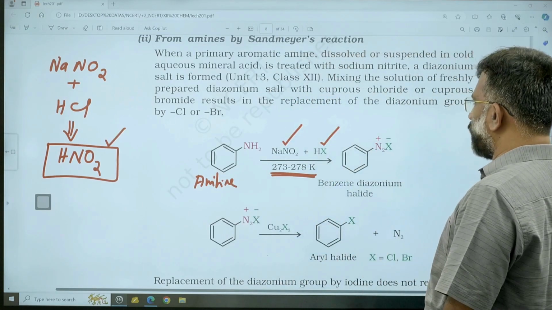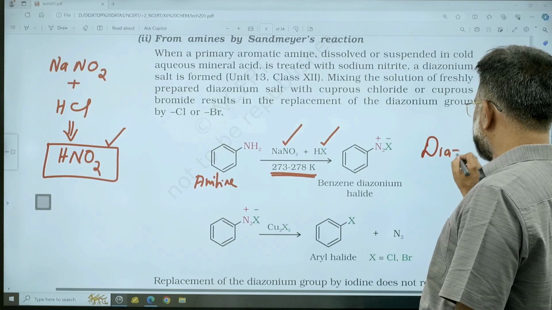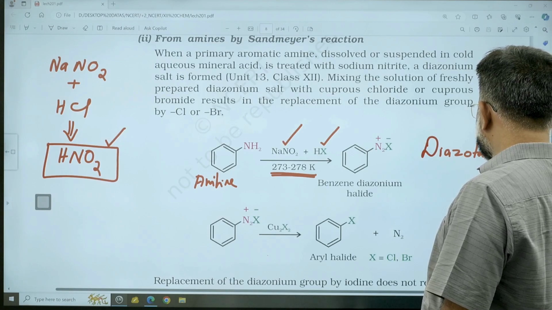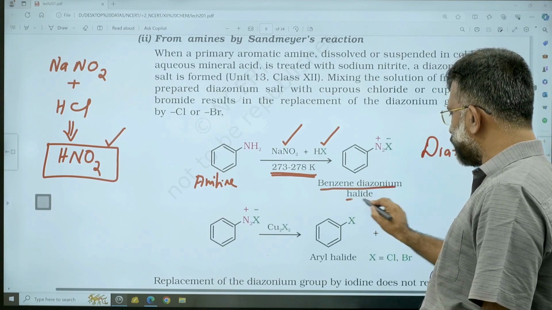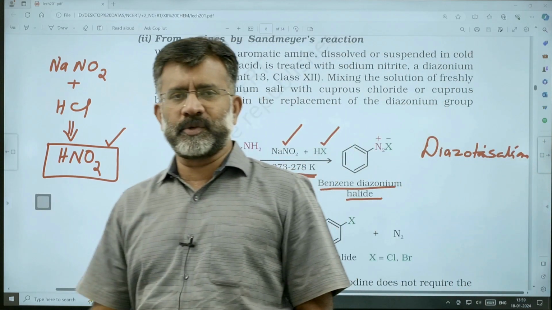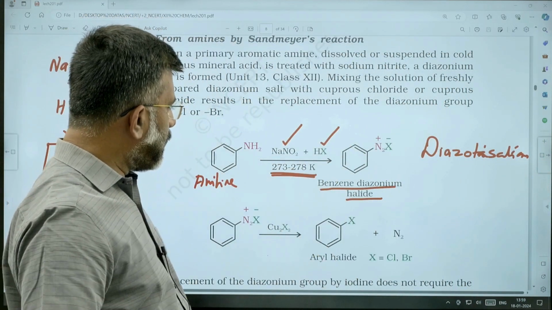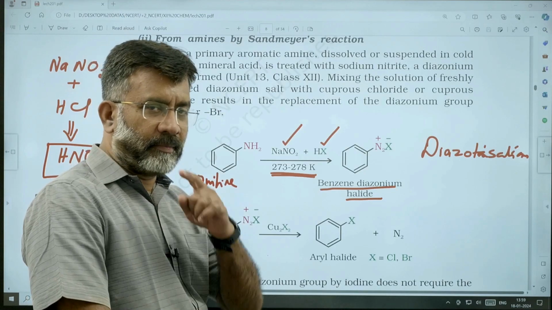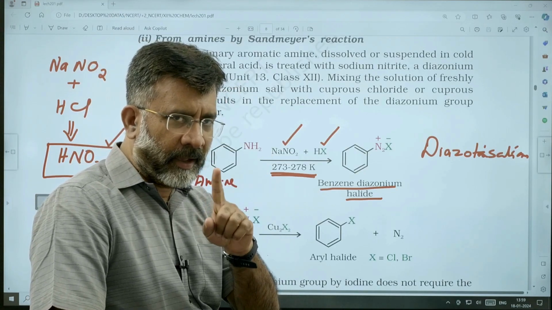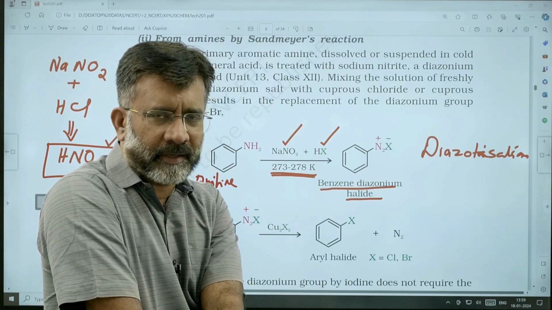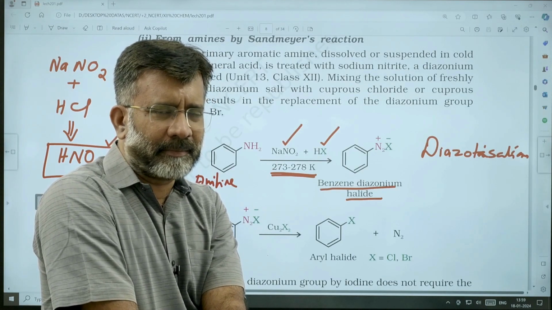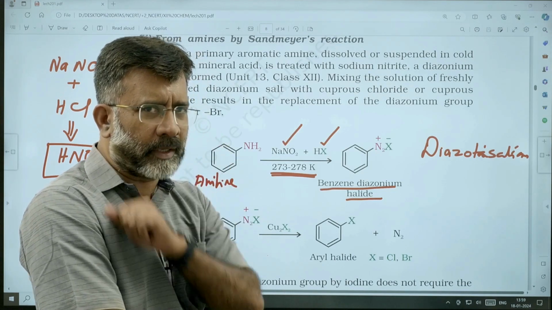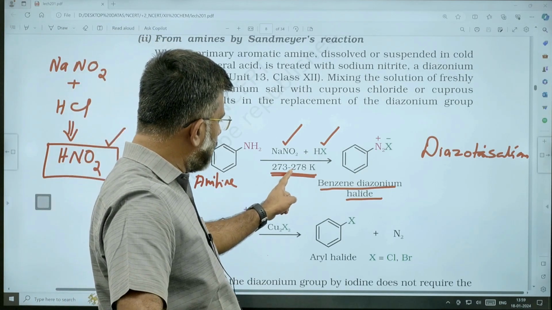There is a reaction called diazotization, where you get benzene diazonium halide. Aromatic diazonium halides are stable only at low temperatures, while aliphatic diazonium salts are unstable at any temperature. There is reasonably good stability for aromatic diazonium salts only at low temperature. That is the main reason why we maintain low temperature.